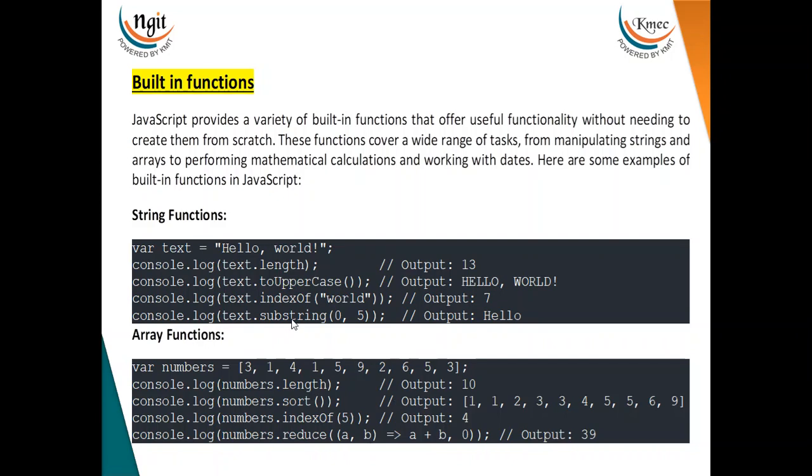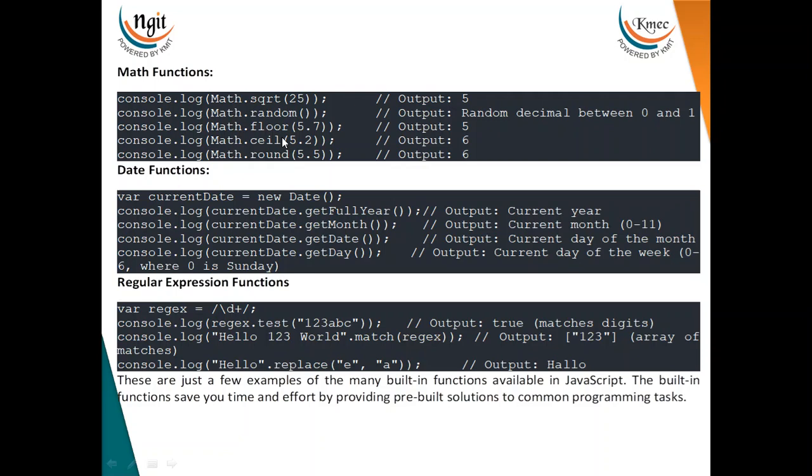Like here, for mathematical calculations, for manipulating strings, for working with dates, there are some built-in functions in JavaScript. String functions, you can have examples like length, toUpperCase, indexOf, substring. And coming to array functions, you have array.length, array.sort, array.indexOf, reduce. And there are other math functions: square root, random, floor, ceil, round. And when you are working with date functions, you have getFullYear, getMonth, getDate, getDay. Regular expression functions are also there. These are a few of the functions in JavaScript.